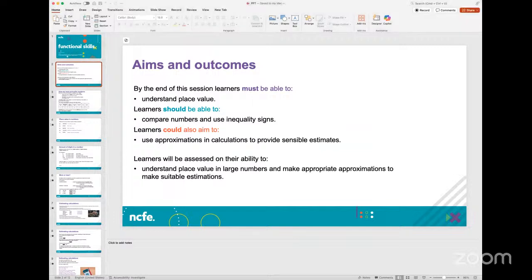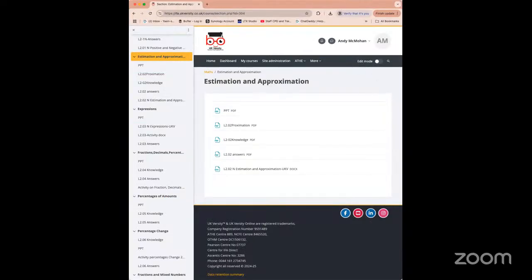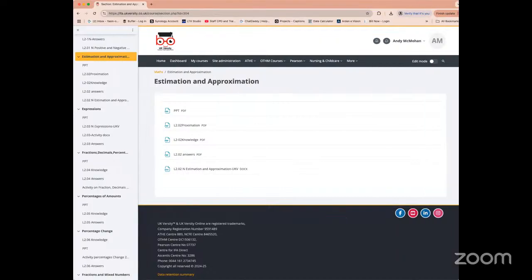So today's session is one of the topics in the topic list that we want to cover, and that is essentially what is called estimation and approximation. What I want to do is very quickly show this on the Moodle first, because it'll be good to get an idea of where this is on the Moodle platform.